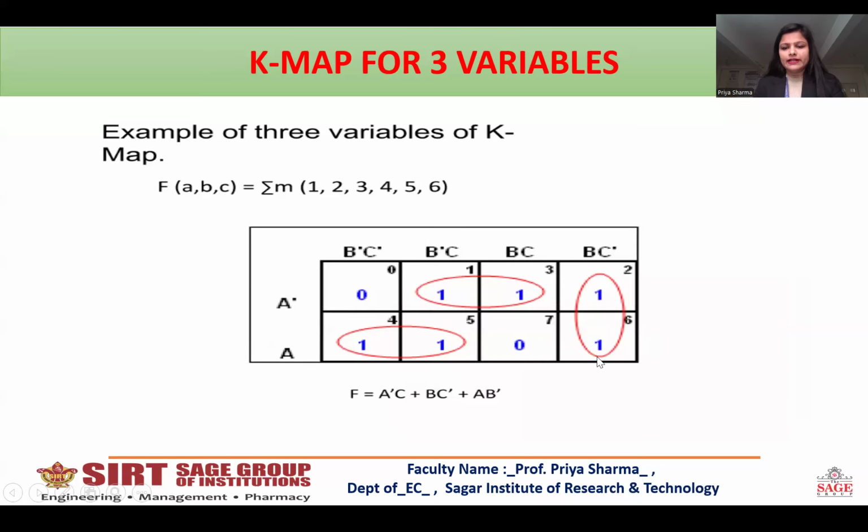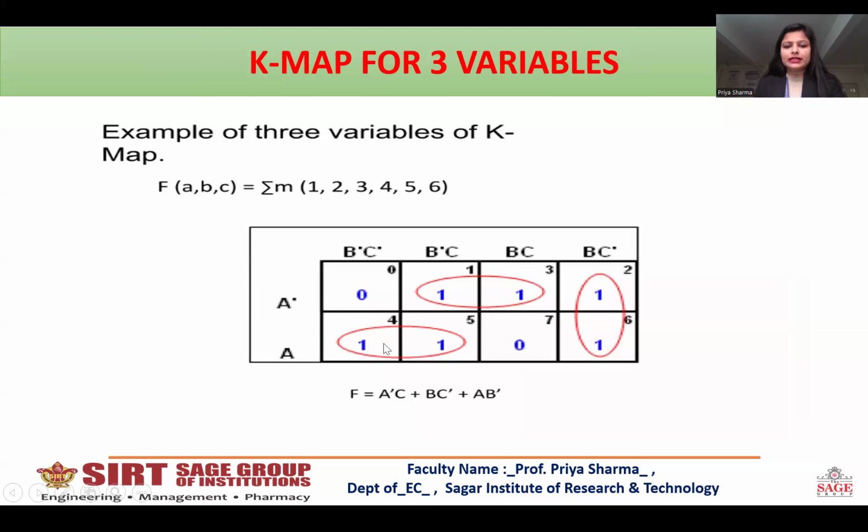After grouping, we found that 3 pairs are there. To minimize these, we see that on the x-axis we get a bar, and on the other axis we get b bar c and b c. So b is changing from b bar to b. So we'll leave this and we'll write only c. So the minterm for this term, 1 and 3, is a bar c, which is written here.